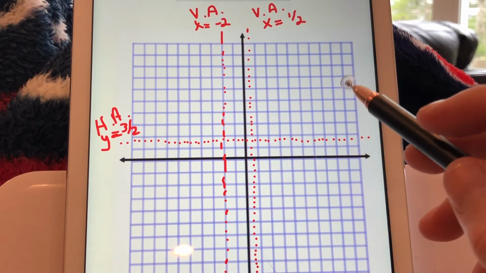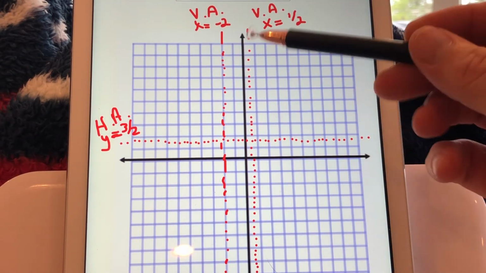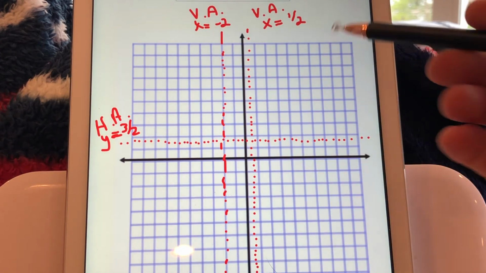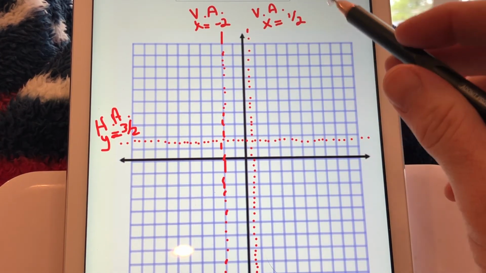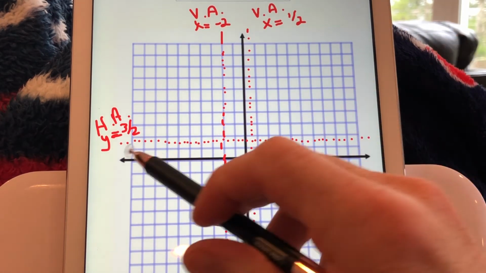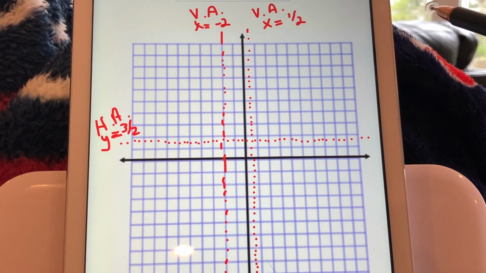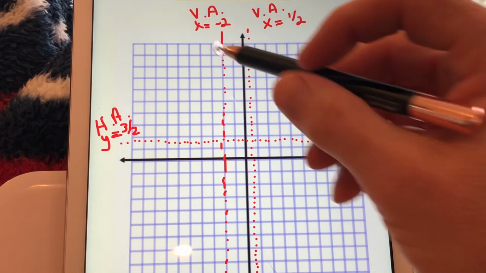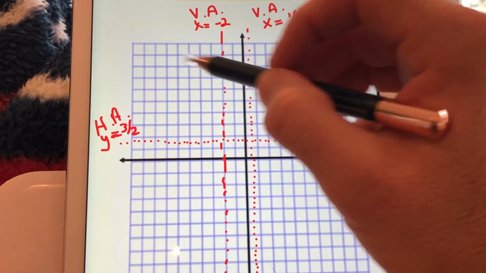Okay. So for the graph of this rational function, I've already got my vertical asymptotes plotted here. I've got my horizontal asymptote plotted. So verticals at x equals -2, and x equals 1/2. Horizontal here at y equals 3/2. Okay. So we know a couple points there on the left-hand part. So over here on the graph where we had a couple points.